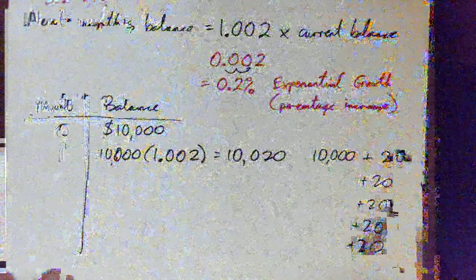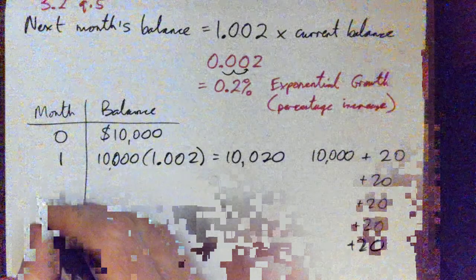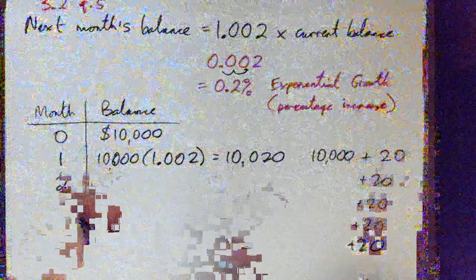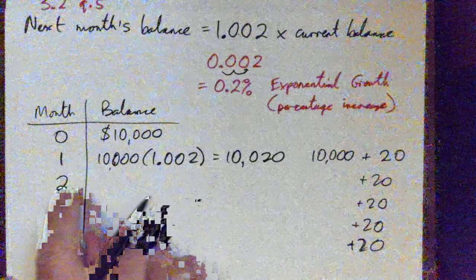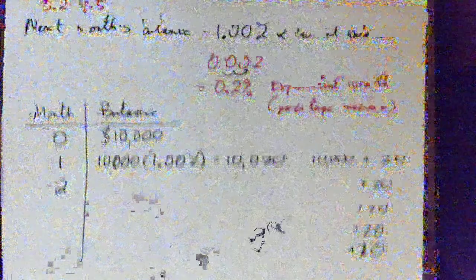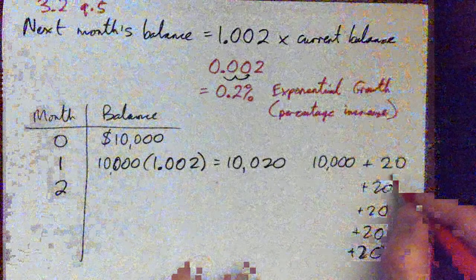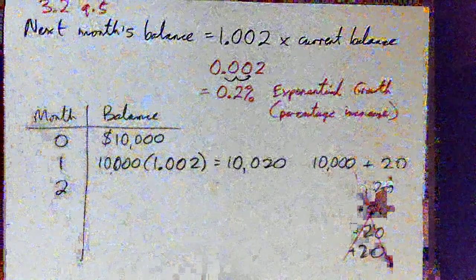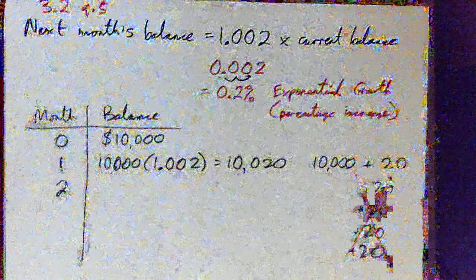But what we're going to see is the next month, can you figure out what should be in the account? So take your time. What should be in the account at the end of month 2? And it's not going to be just adding on $20. A little bit more complicated.